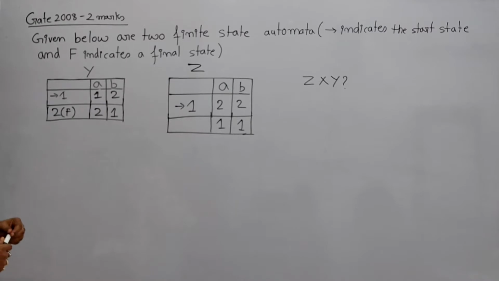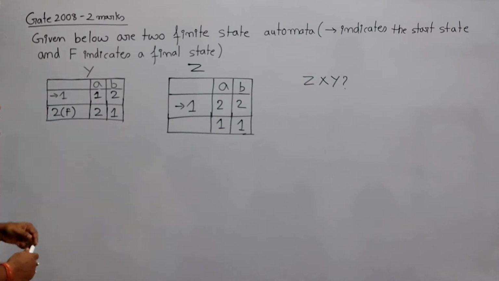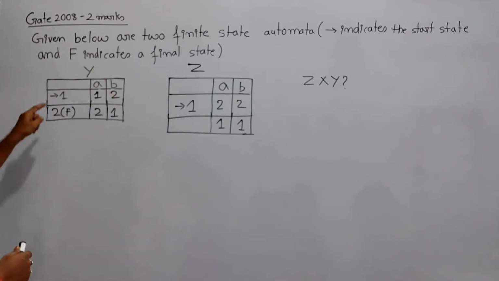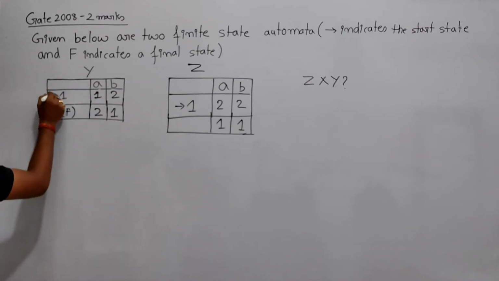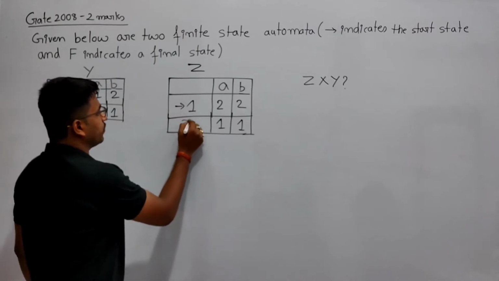This is your GATE 2008 question. For 2 marks they have asked. They are saying that given below are two finite state automata, where this arrow indicates the start state and F indicates a final state. So they have given the two finite state automata where this arrow indicates the initial state and F indicates the final state. Okay, so it should be 2F.